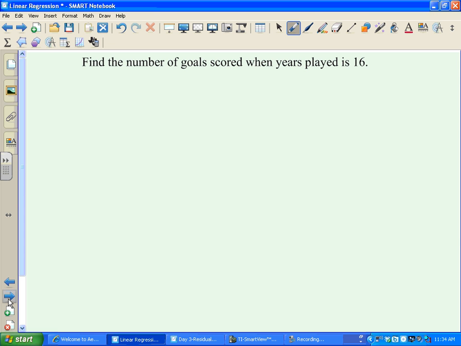To make a prediction in linear regression, all you got to do is take your line of best fit, which in this case was 5.2 minus 0.4x. It's saying, what do you predict y to be when you play 16 years? Think back to Algebra 2 and Algebra 1. What does y equal when x is 16?